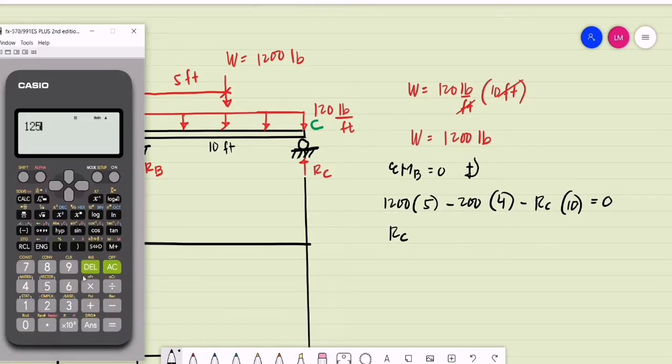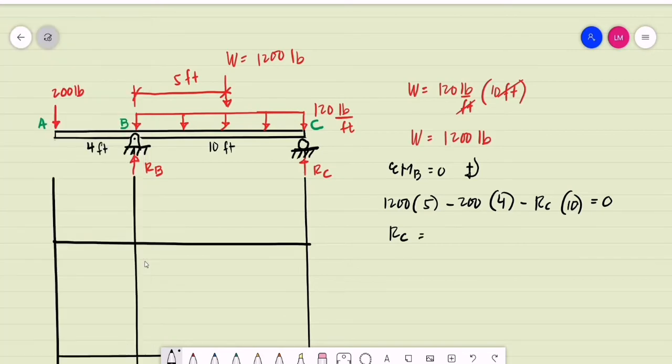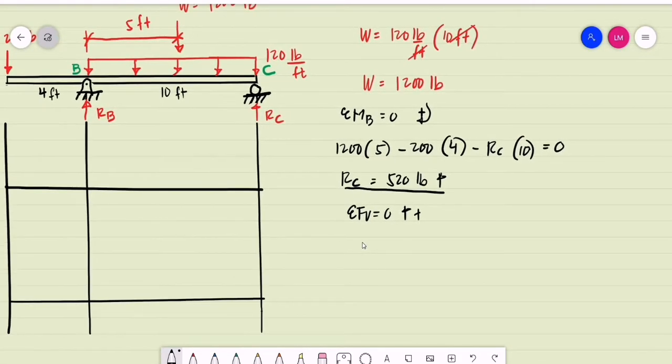We have 1,200 multiplied by 5, minus 200 multiplied by 4, and that is to be divided by 10. It's 520. So the reaction at C is equal to 520 pounds, and it is upward. That's R sub C. Then for R sub B, we may do summation of forces vertical equal to 0, upward forces to be positive.